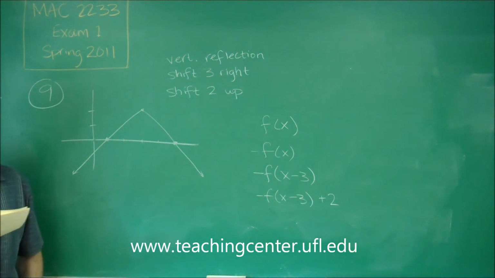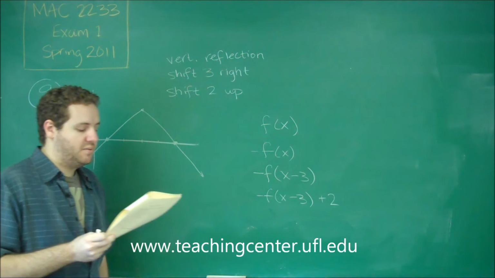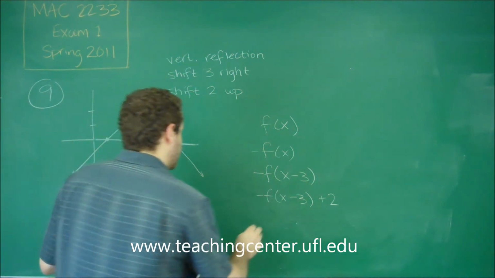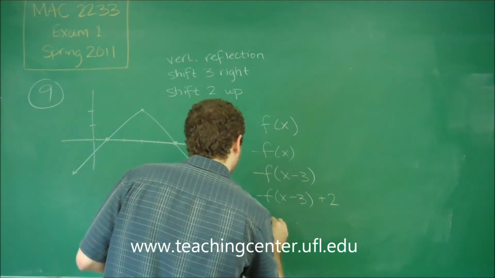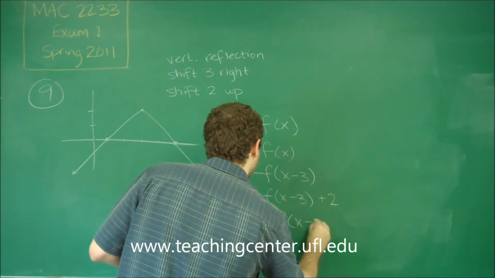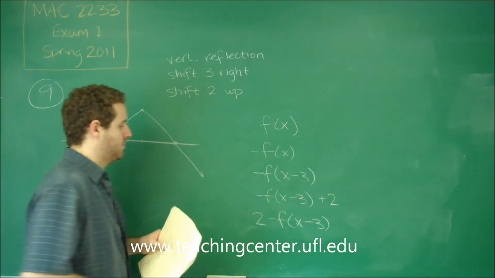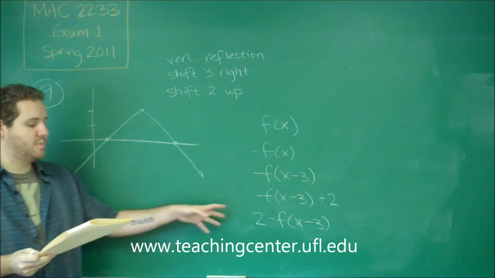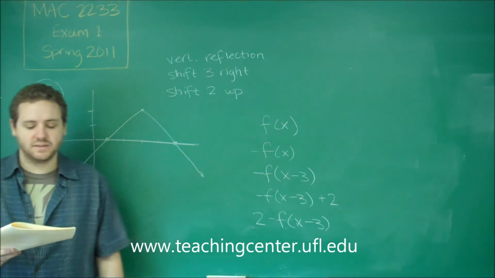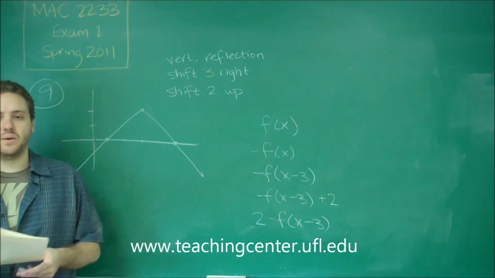Of course, it could be written in a slightly different order. And if you look, this is actually answer choice A. It's written like this with the 2 in front, but that's the same thing. So that, assuming f of x is absolute value of x, would make a graph that looks just like that one.